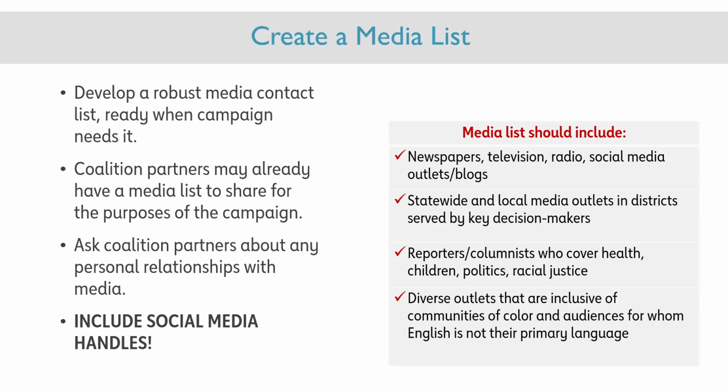You also want to ask coalition partners about any personal relationships with the media. Do they know the media? Do they know someone that knows the media? Make sure you network within your coalition, and you'll find out a lot more than you thought. And always, always, always include those social media handles. In other words, make sure you're tagging and adding when you're on social media.